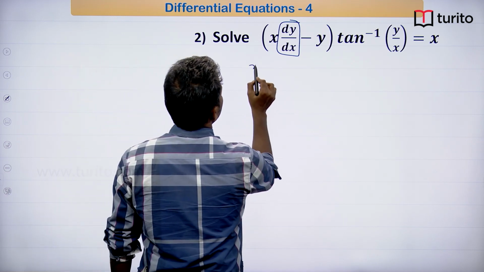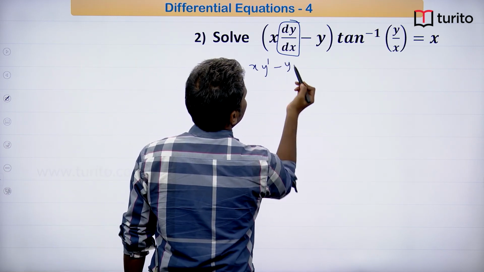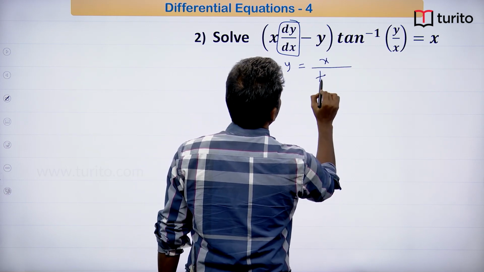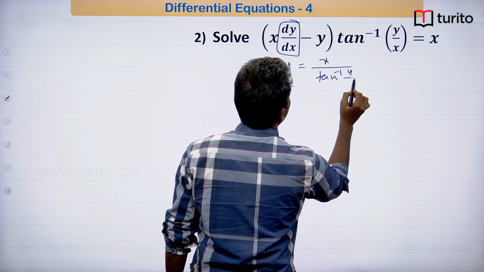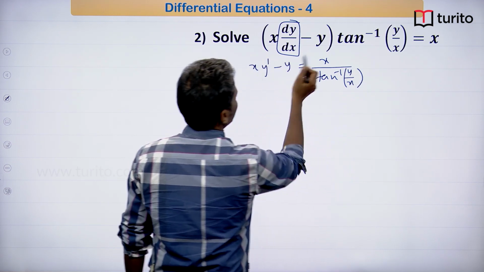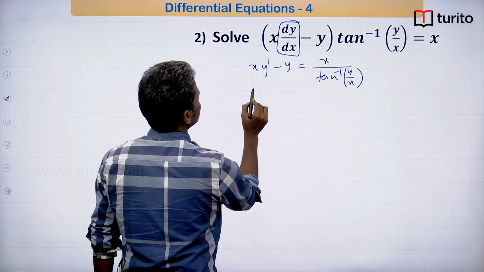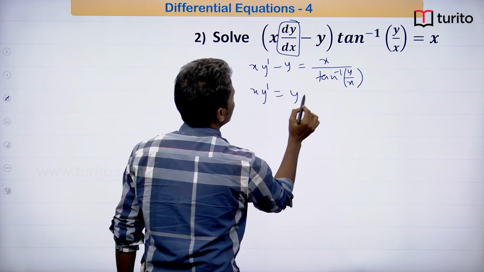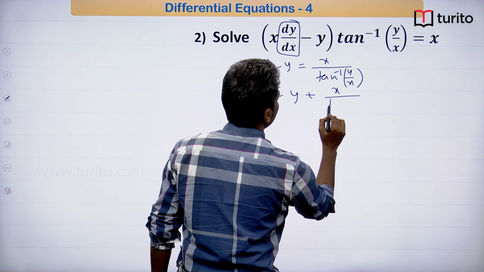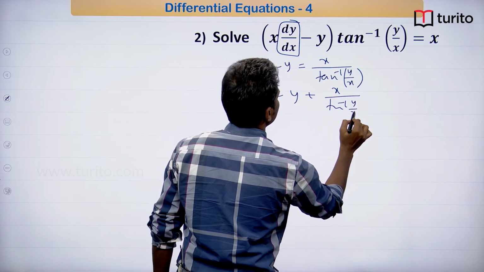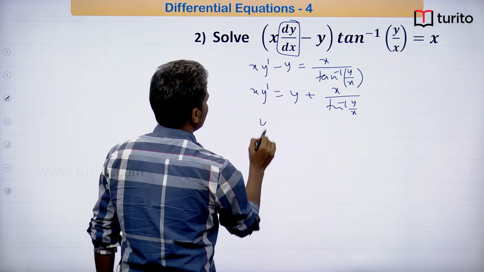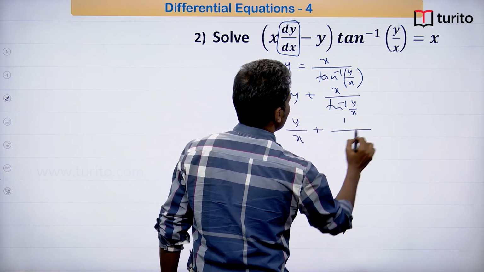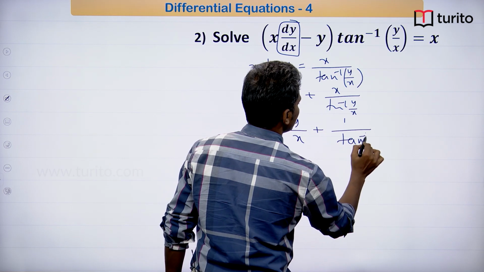So it looks like x into y dash minus y is equal to x divided by tan inverse of y by x. Now we take y to the other side and divide with x. So it becomes x into y dash equal to y plus x by tan inverse y by x. If I divide with x, it becomes y dash equal to y by x plus 1 by tan inverse of y by x.